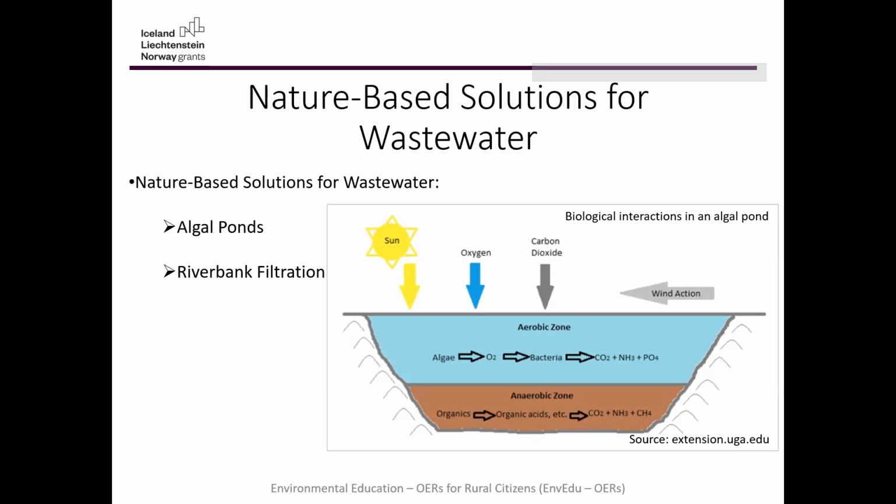Riverbank filtration. Riverbank filtration involves the passage of water through riverbanks and natural sediments to remove contaminants, improving the quality of water before treatment.